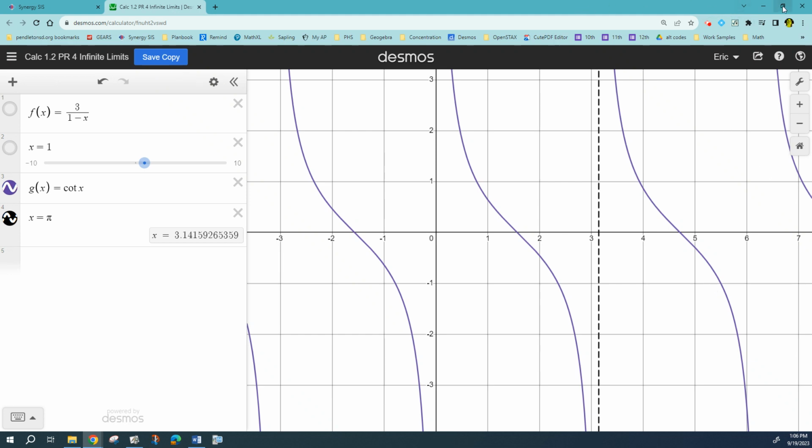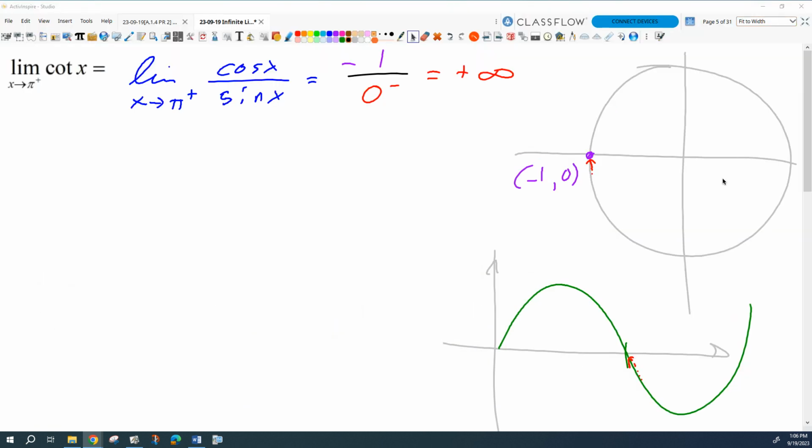What's tricky about that, though, is the idea that it's the angle that's approaching pi from the right. The angle that we're plugging into the cotangent function. Okay. Give me 1 to 5 on that one. How are we doing? All right. Okay. I'll take that.